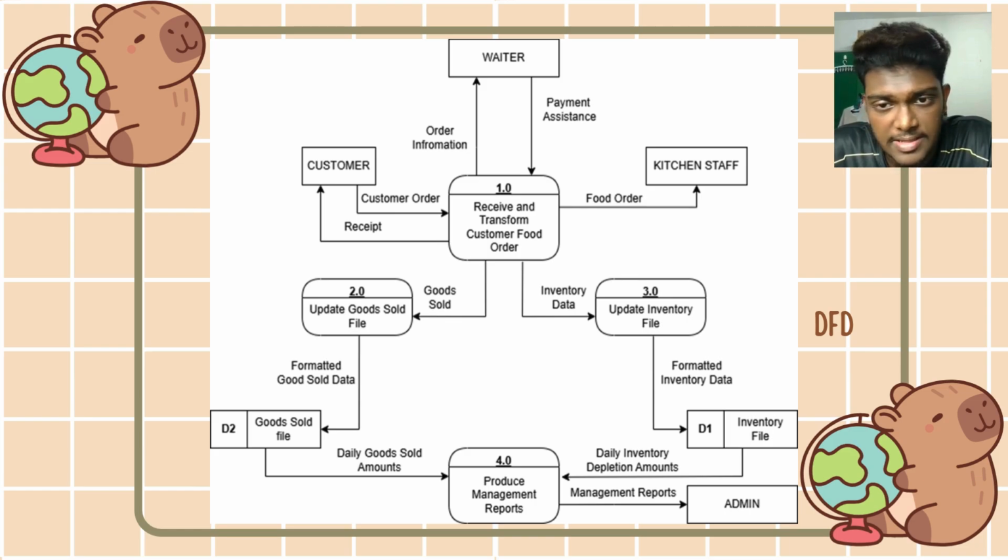The next one is the important data flows in the system, which is between the customer order and the order received. It happens between the customer and the system. The food order is sent to the kitchen, and the goods sold data and inventory data flow into the respective data stores. Finally, the daily report is sent to the admin.